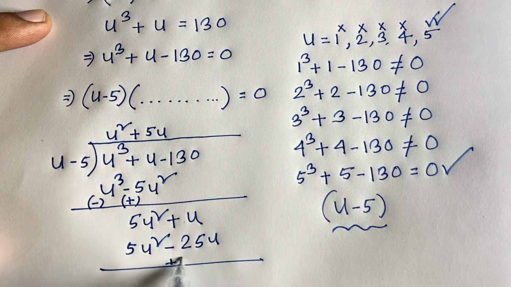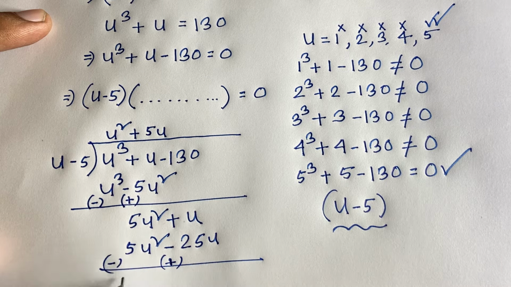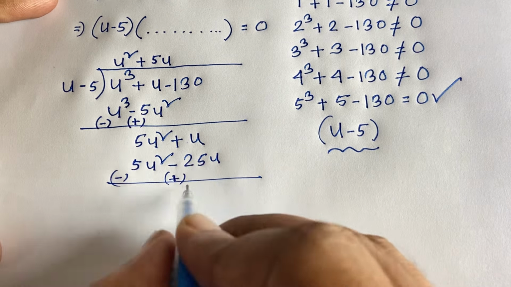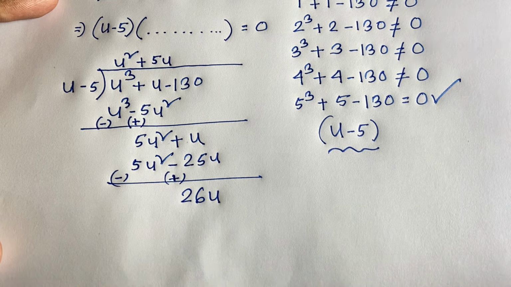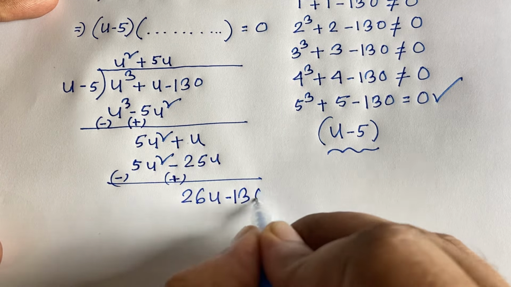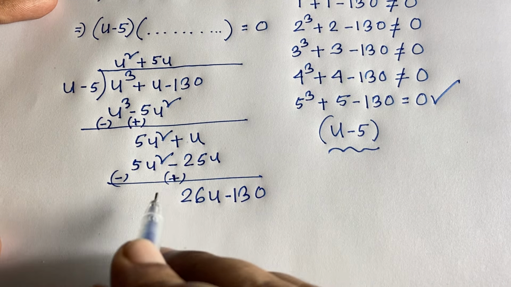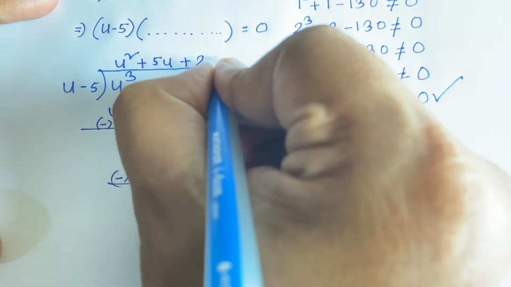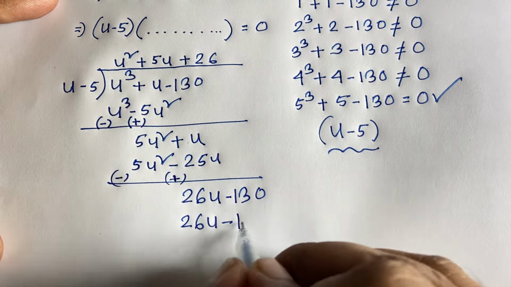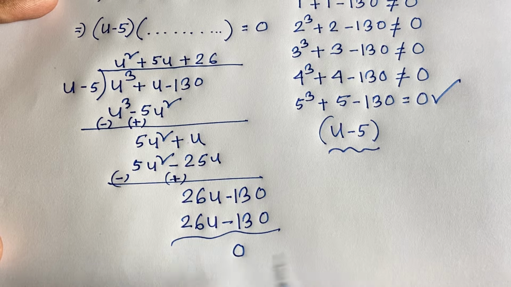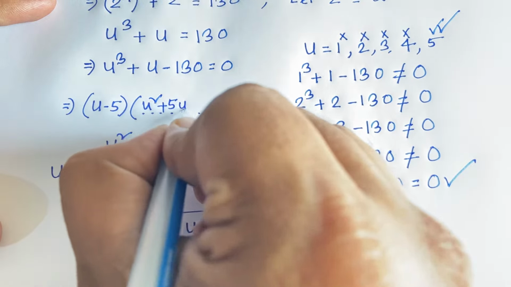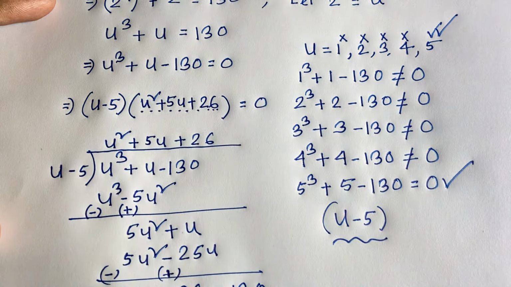Then again I change the sign, and I subtract this value and add this value according to the rules. This cancels, and we find 26u. Then I put this value in this equation, it will be 130. So at this moment I take plus 26. 26 times u will be 26u, minus 26 times 5 will be 130. Then I can see it will be 0. So we find this factor: u square plus 5u plus 26. I solve this question by an easy method.